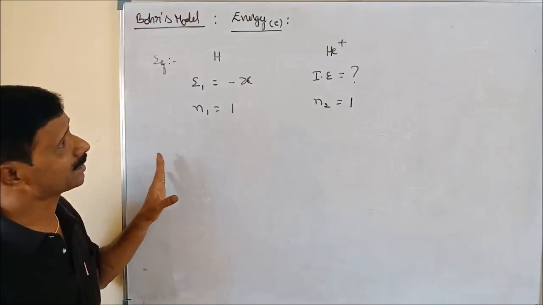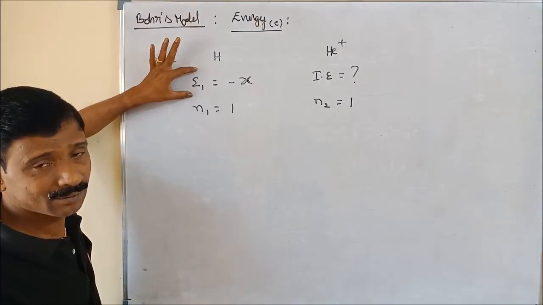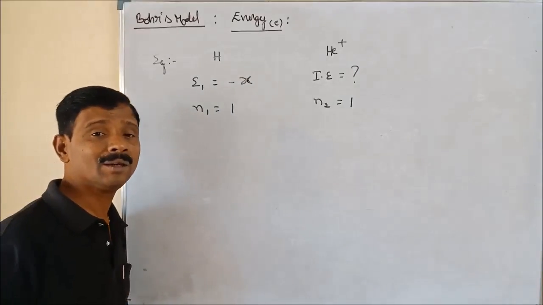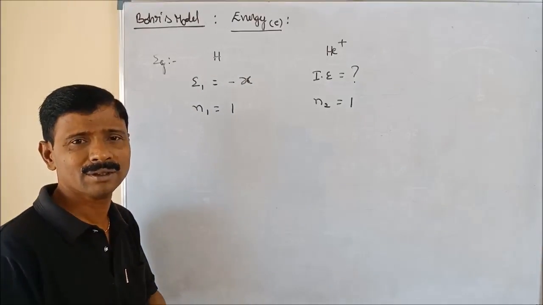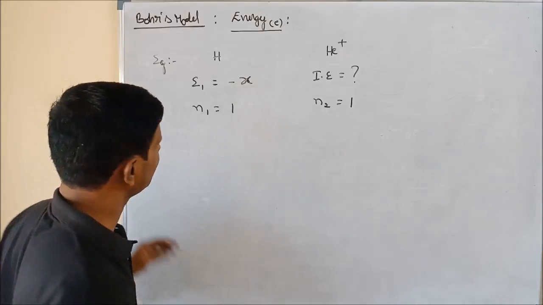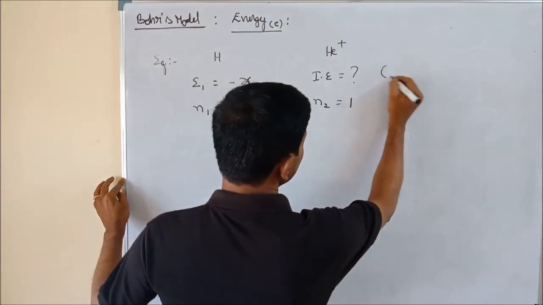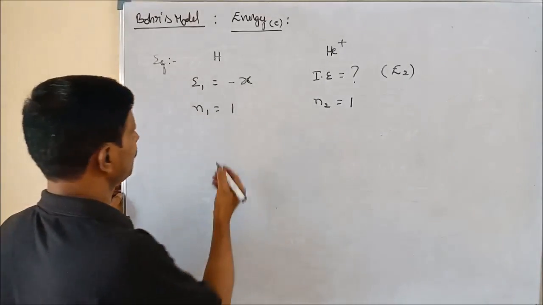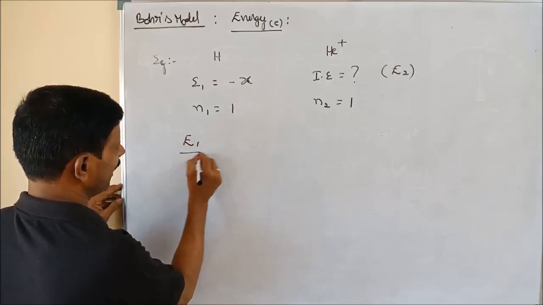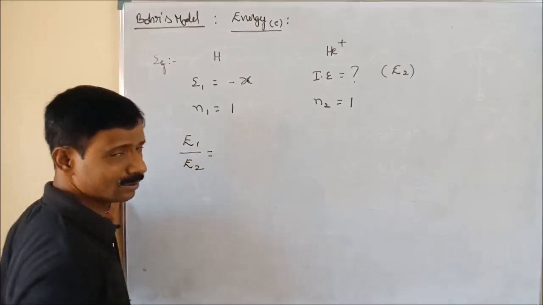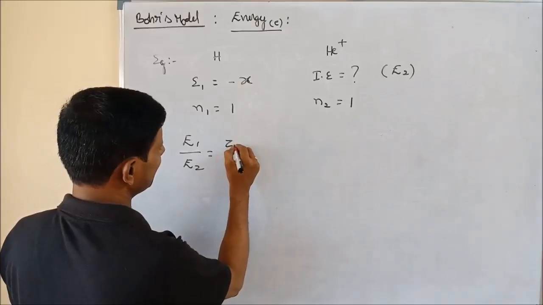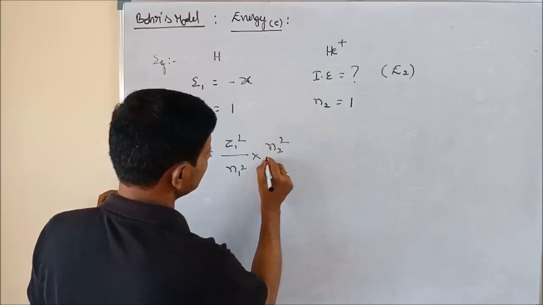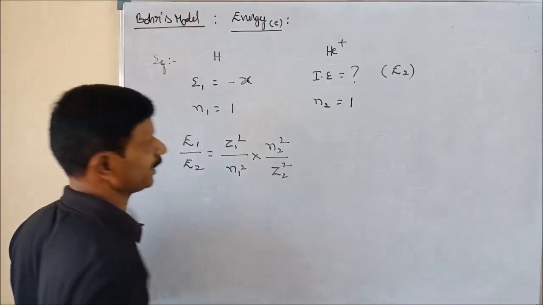So here once again, if you understand this problem: if the energy of the electron in the first orbit of hydrogen atom is minus x, what is the ionization energy of He plus? Here we just have to use the concept of E1 by E2. Let this be E2. First we will calculate E2, then we will convert it into ionization energy. So for that, E1 by E2 equals Z1 square by N1 square into N2 square by Z2 square.